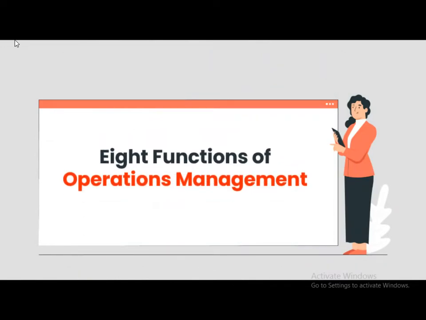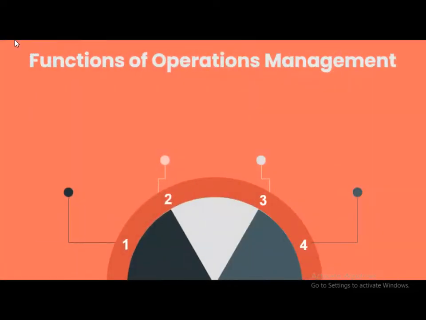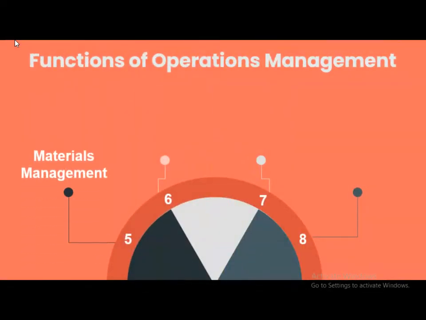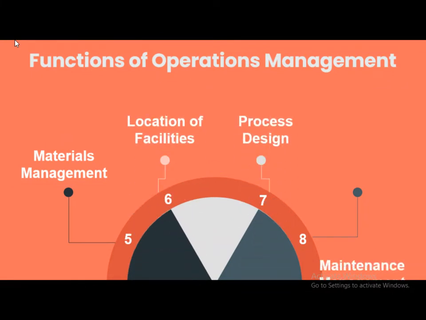Main area of focus for today's online session is the 8 functions of operations management. First of all, we will list out those 8 functions. First function is plant layout, material handling, quality control, and PPC, that is production planning and control. Materials management, location of facilities, process design, and maintenance management. So these are 8 functions of operations management. Apart from that, there are a number of functions, but these are 8 important functions of operations management.